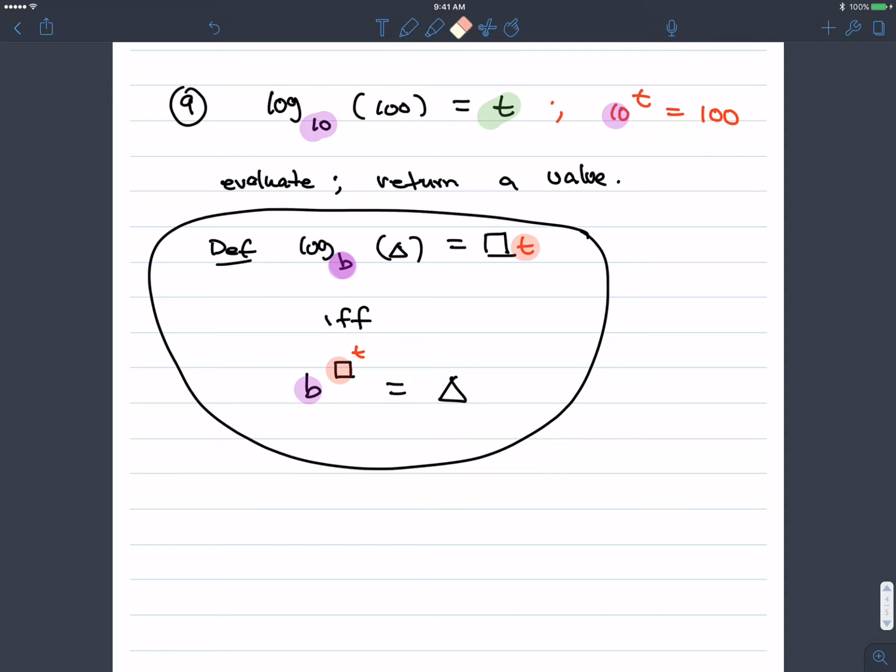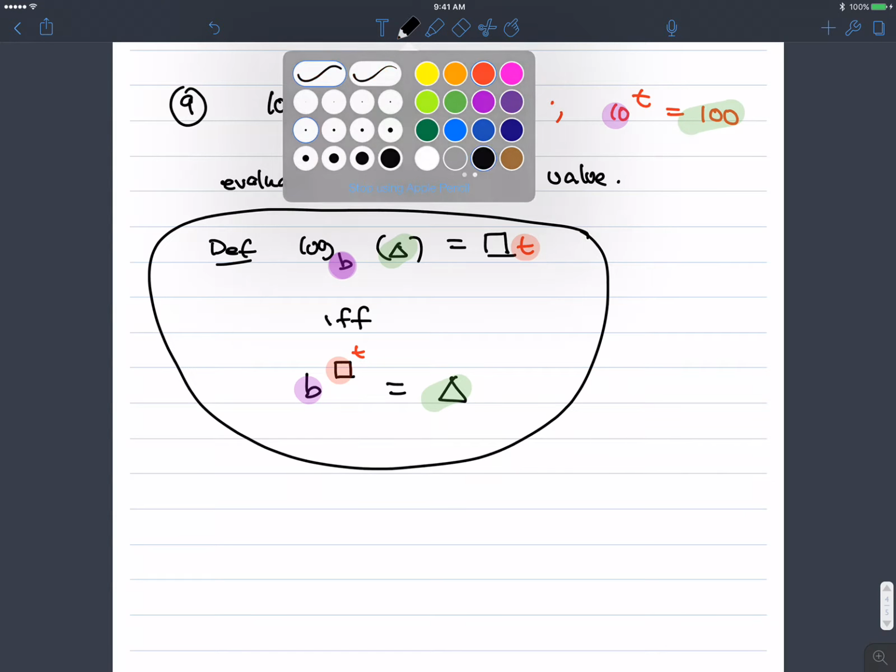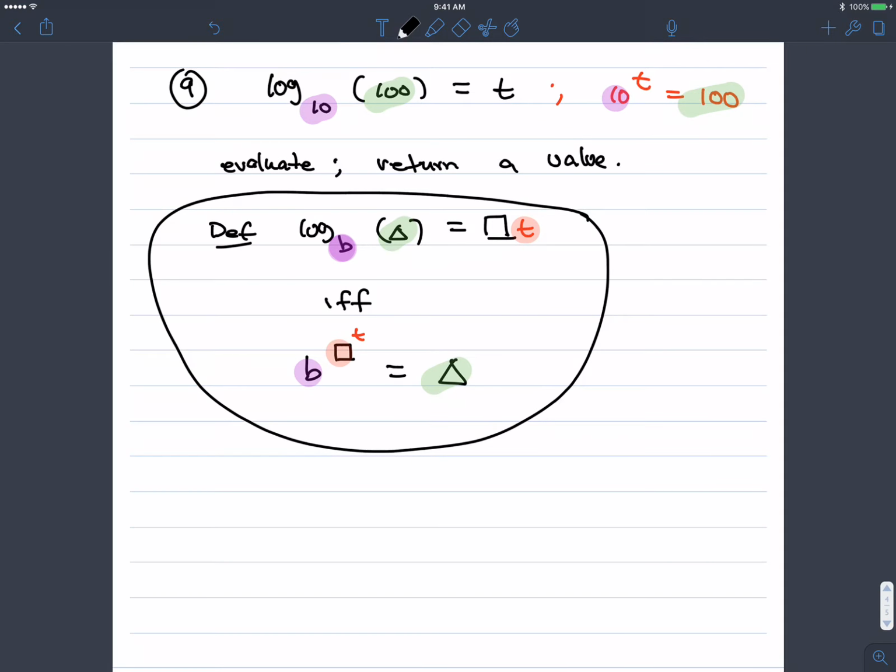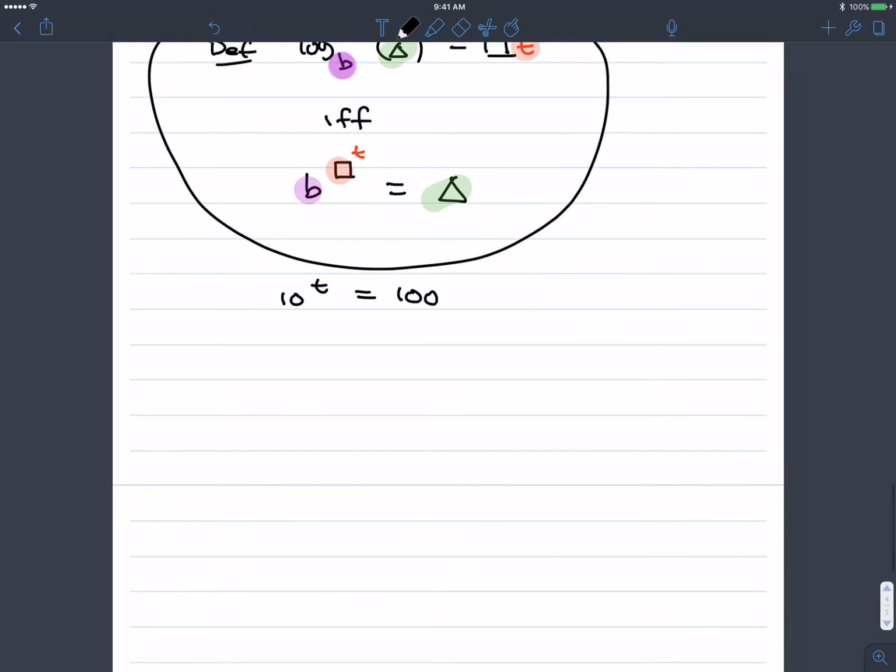Sorry, let's go back. 10 to the t equals that triangle, which is 100. So the triangle is inside the argument of the log function. So it's 10 to the t power equals 100. And we're going to use this. Now we don't have to use colors necessarily. We just have to solve this exponential equation by using properties of exponentials.